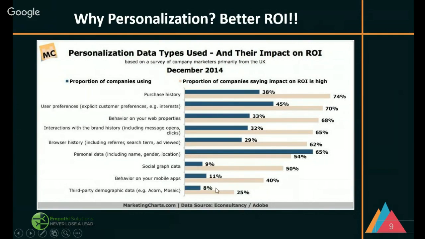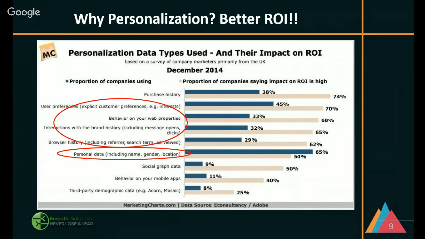In this survey done by eConsultancy in 2014, the dark blue shows what proportion of companies are using certain types of personalization strategies, and those that say the impact on ROI is high. It's very interesting that a lot of companies are already using personal data as a form of personalization, like first name, maybe gender, and even location. But not many people are using the other kinds of personalization data, like purchase history, user preferences, behavior on your web pages, interactions with your brand history, for example message opens and clicks, browser history, including what the search term was, which website referred them in, and which ads they viewed. So not many companies are using that kind of personalization data.